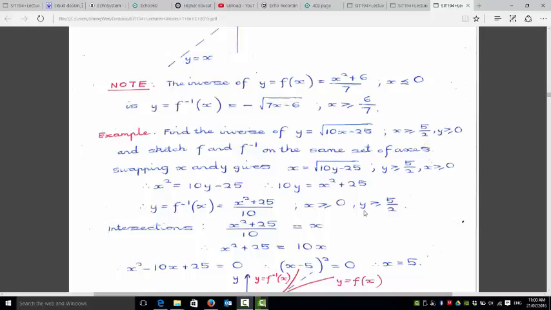As we have the domain x is larger or equal to 5 over 2, and the range y is larger or equal to 0, we can sketch the function as well as the inverse function on the same set of axes. Just swapping x and y, it will give x is equal to square root of 10y minus 25. And finally, we got y is larger or equal to 5 over 2, and x is larger or equal to 0.